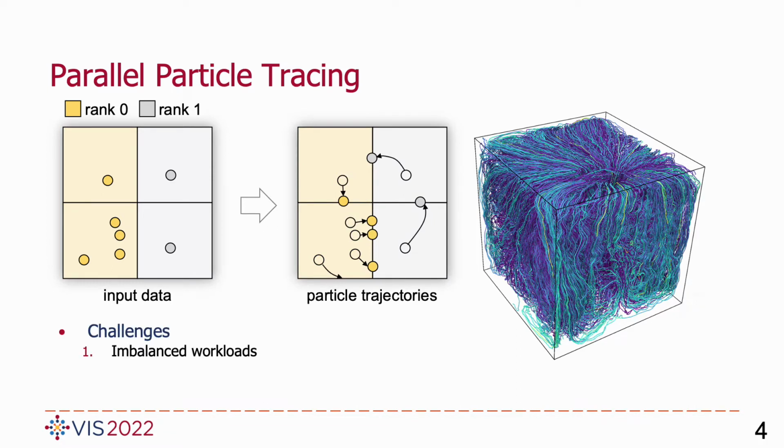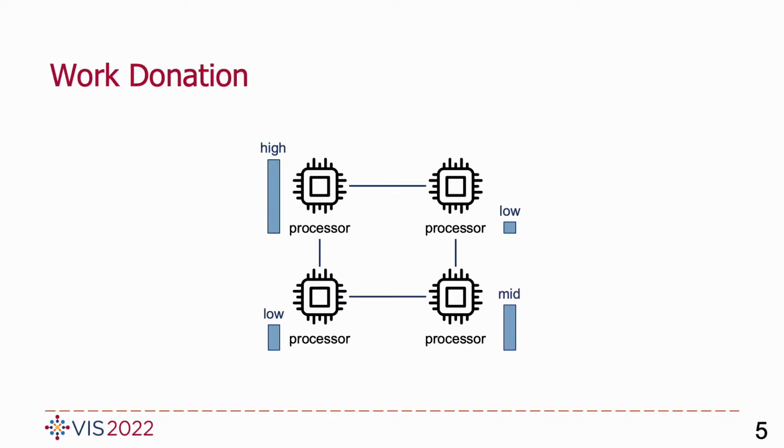Challenges include imbalanced workloads among processors and high communication costs. Also, the processors' workloads and the communication costs dynamically change during the tracing. We propose the work donation technique. The core idea is that overloaded processors donate their work to low-workload processors with minimized communication costs, so that processors gradually have balanced workloads.